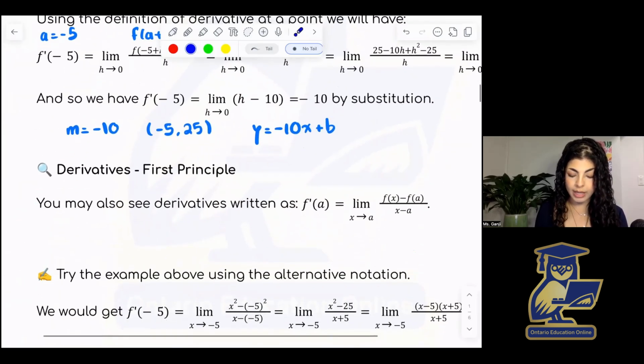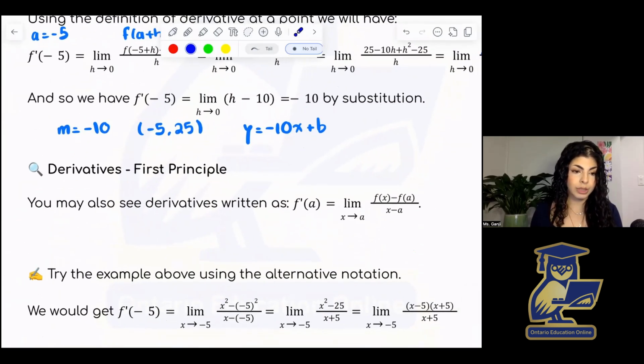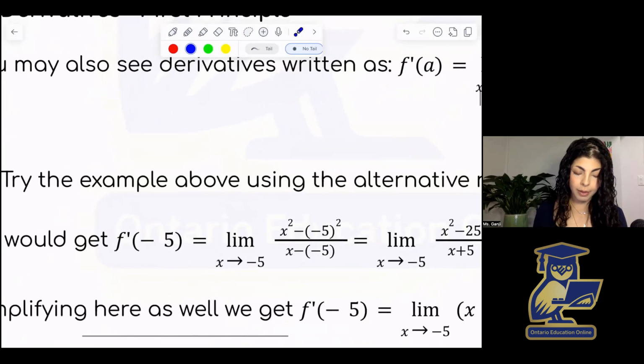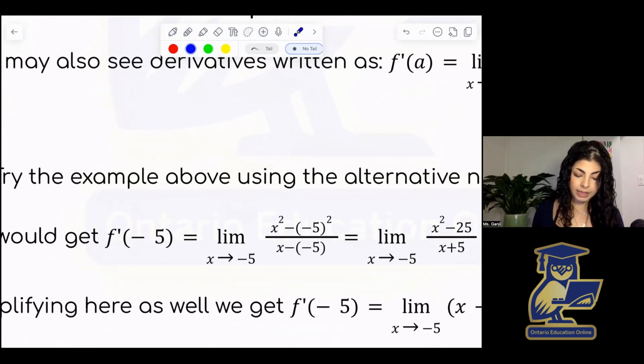So now let's try the example above using the first principle notation. So here we have f prime of -5, and we write this as now the limit of x approaching -5 of x squared.